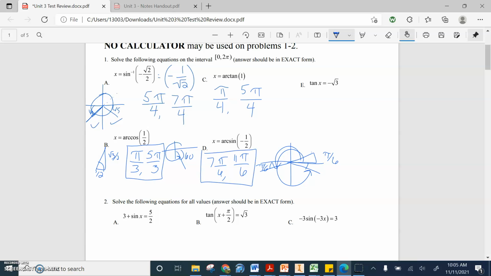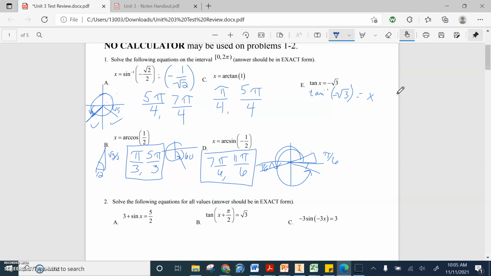Last one, E, tangent is equal to negative square root 3. Okay, well, they've added one step for us. We have to take the arctan, or tangent inverse, of negative root 3. If you took the arctan of both sides, you get x on one side and the arctan of negative root 3 on the other. So now it looks like A, B, C, and D. In doing that, though, where is tangent negative?